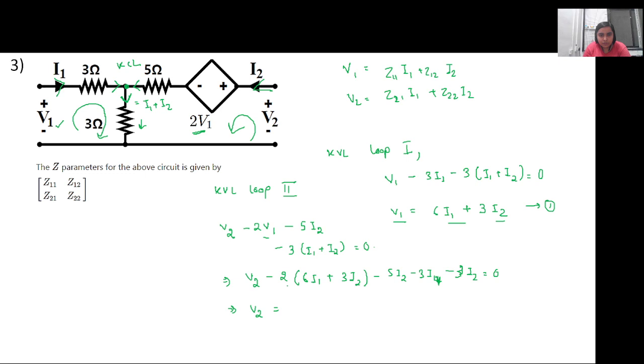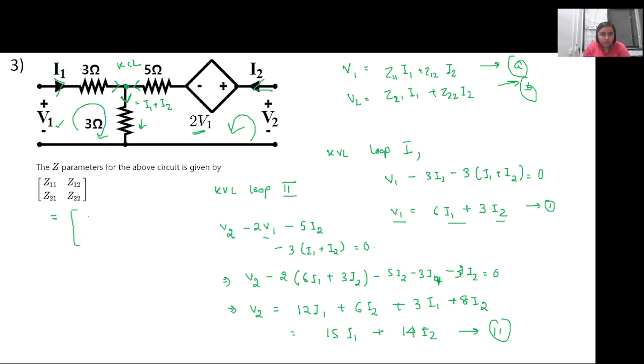So V2 is equal to 12I1 plus 6I2 plus 3I1 plus 8I2. So 12 plus 3 is 15I1, plus 8 plus 6 is 14I2. If we compare equations 1 and 2 with the equations A and B, we can figure out Z11, Z12, Z21 and Z22. What is the value of Z11? 6. Yes. Z12 is 3, Z21 is 15, and Z22 is 14. Is this fine? Yes, ma'am.